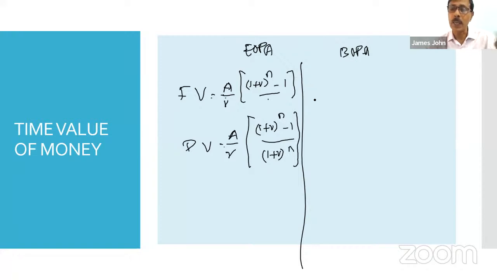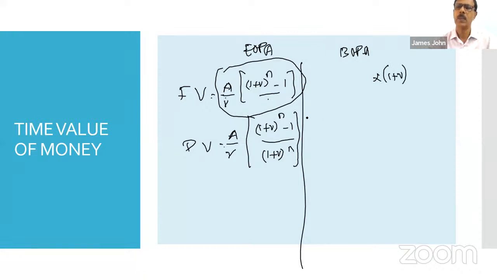Similarly, if it is beginning of the period annuity, for the future value you write the entire thing into 1 plus R. So the beginning of the period annuity future value is A by R into (1 plus R) the whole raised to n minus 1, into 1 plus R. And suppose we want the present value, you write the entire thing into 1 plus R. So it is very easy to remember the formula. You have to learn these two formulas by heart. For beginning, you have to multiply with 1 plus R.